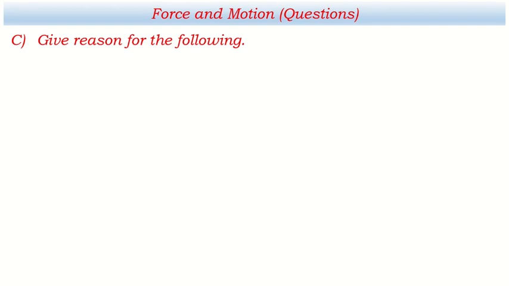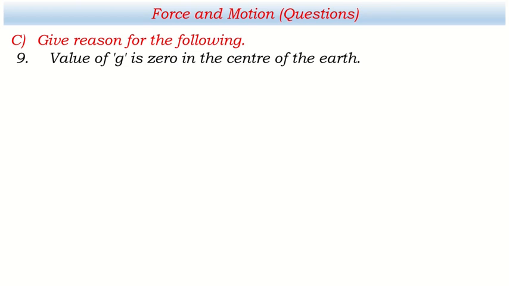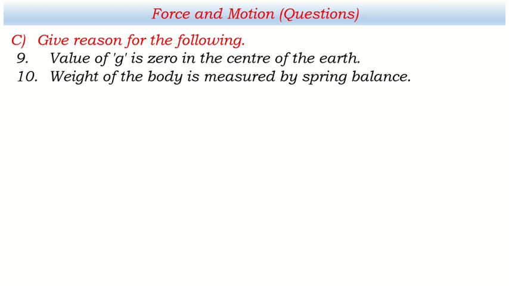Now I am continuing the same reason questions. Question number 9. Value of g is 0 at the center of the earth. What is the reason behind this? Weight of a body is measured by spring balance. Why not by beam balance? This is not the question. Why not by beam balance? But why is it measured by using spring balance?